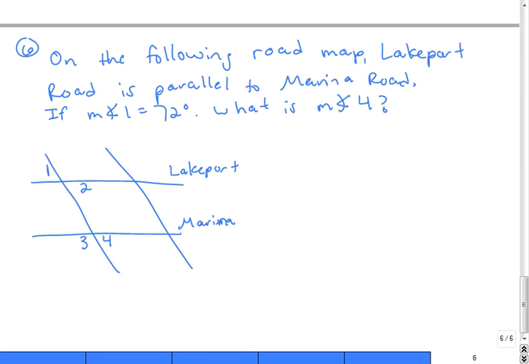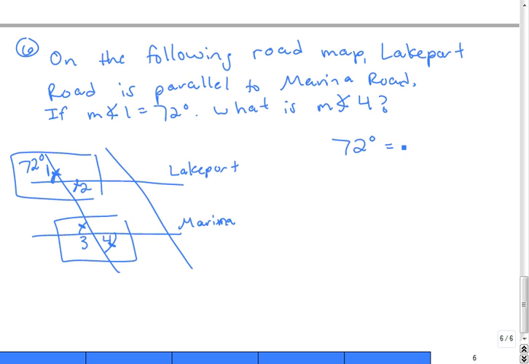Okay, so for problem number 6, we are told that we have two roads that are parallel to one another, and we're told that the measure of angle 1 is 72 degrees. So I'm going to put 72 degrees here. And we know that vertical angles are always congruent. We know that when we have parallel lines cut by a transversal, I can pick these angles up and move them down here. So this one's going to be congruent and this one's going to be congruent. We're asked the measure of angle 4. It is congruent to the measure of angle 1, so the measure of angle 4 is 72 degrees as well.